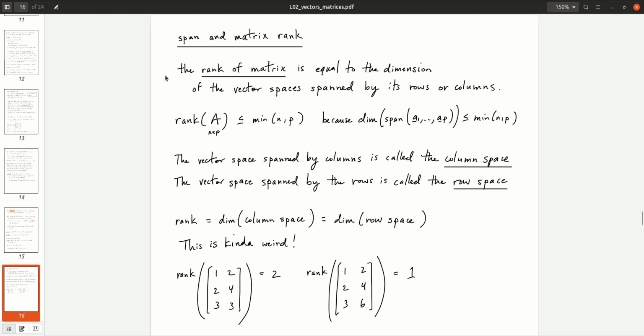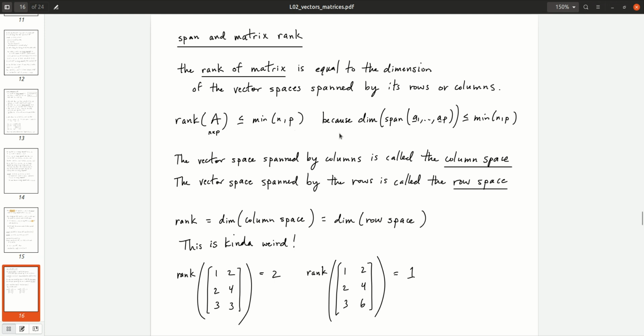Okay, now let's give the definition. The rank of a matrix is equal to the dimension of the vector space spanned by its rows or columns. So if we have a matrix A, which is n by p, this means that the rank of A is less than or equal to the minimum of the number of rows and the number of columns. This comes from the statement we just gave, which you're going to prove in an exercise.